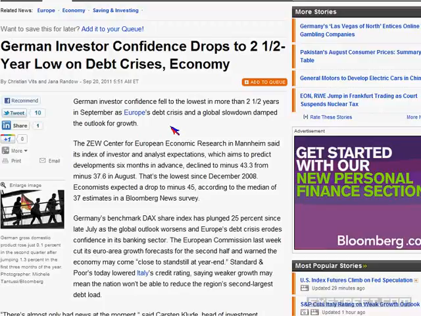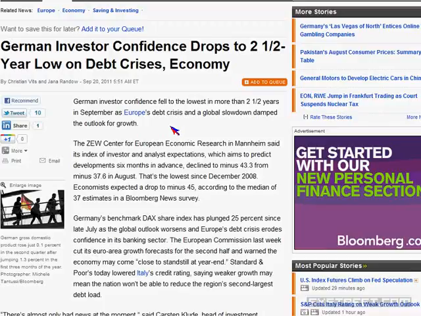Well, how strong is Germany's economy? We would expect it to be quite strong. We would hope it to be quite strong. Germany and then France, in that order, are the stronger economies there. Well, earlier today, the numbers were released. This is on Bloomberg again. German investor confidence fell to the lowest in more than 2.5 years in September, as Europe's debt crisis and the global slowdown damped the outlook for growth.